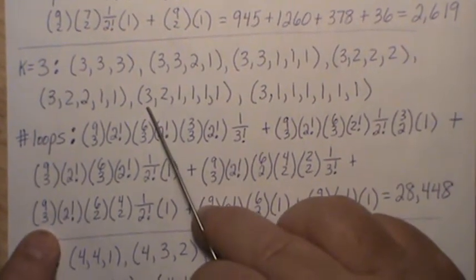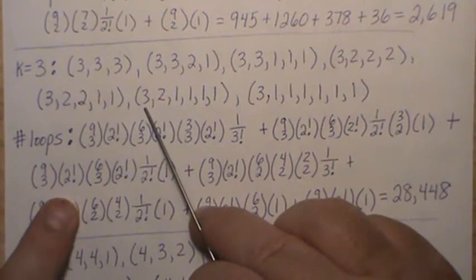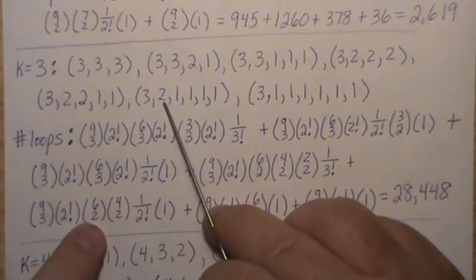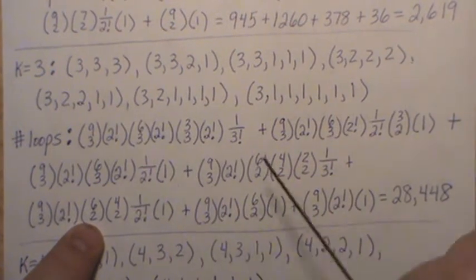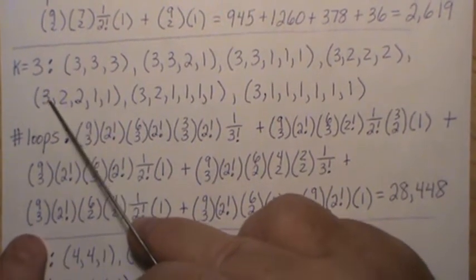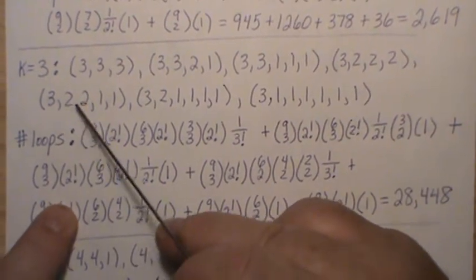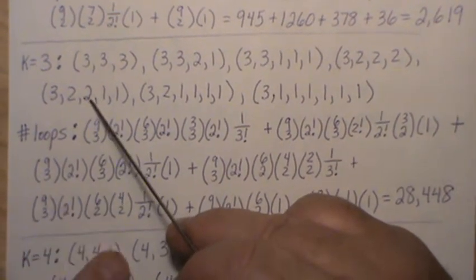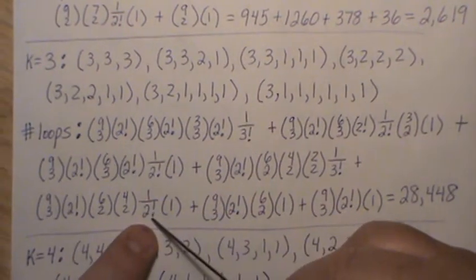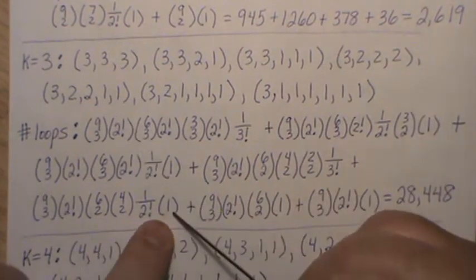So 9 choose 3, 2 factorial ways to mix them up. 6 choose 2. Oh, I'm on this one. Dang it. 9 choose 3, 2 factorial ways to mix them up. 6 choose 2, 4 choose 2. There's 2 in a row, so we have to divide by 2 factorial, and there's 1.